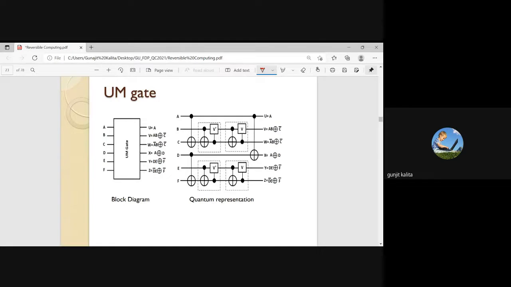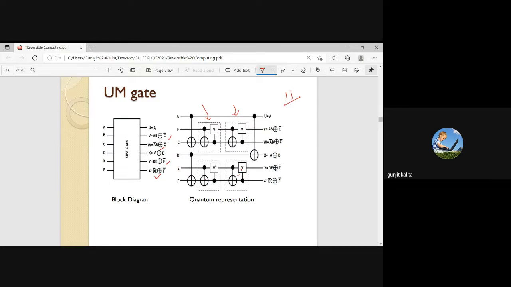If you try to implement this particular function, you see they are almost similar. This function and the ABC bar function are similar. Similarly, this and this function are similar. That's why you see the similarity in this. So here also is a form of entanglement. So we can count 1, 2, 3, 4, 5, 6, 7, 8, 9, 10, 11. Eleven elementary gates are there.